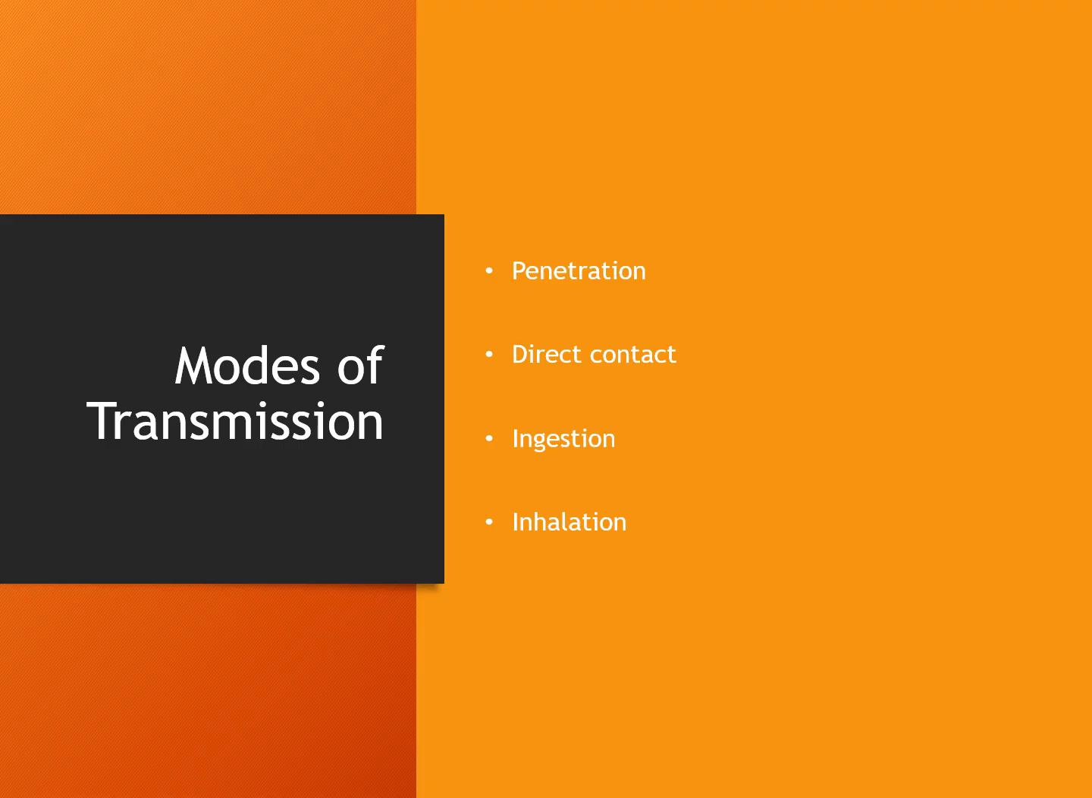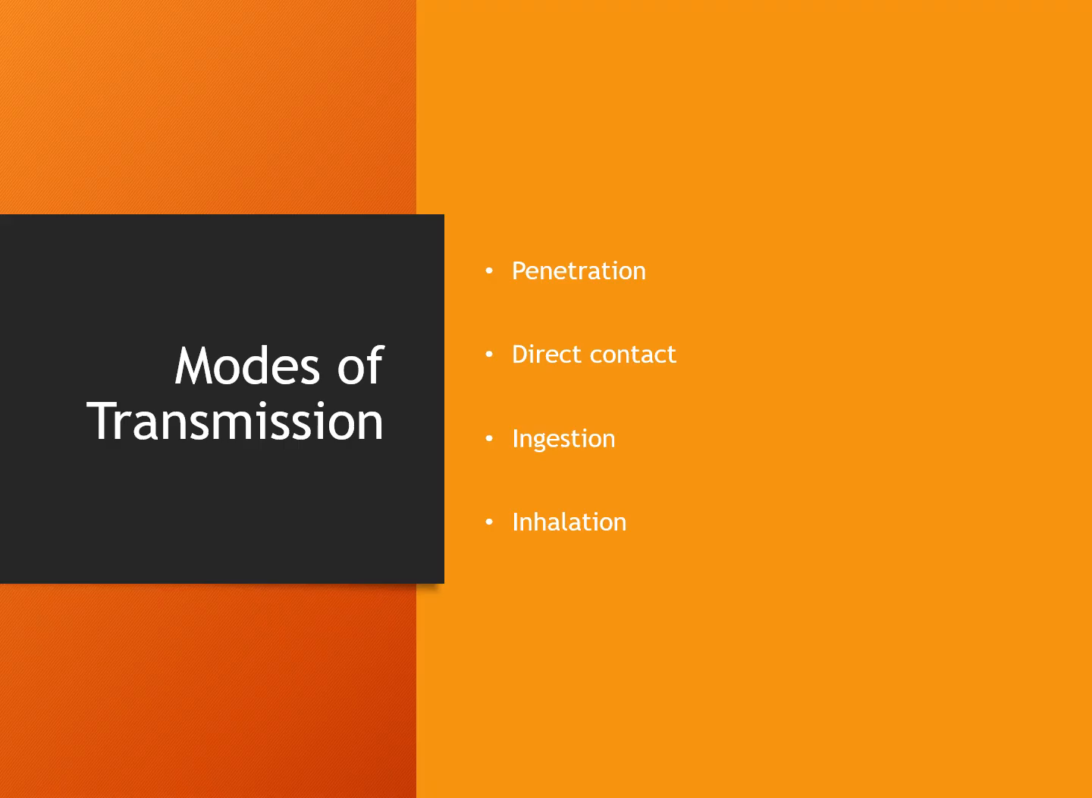Another mode of transmission is ingestion. So this is direct entry of a pathogen via the GI tract. Common examples here are things like cholera or typhoid fever or dysentery, things like food poisoning or traveler's diarrhea, cryptosporidiosis, Hep A. Those are all ingested types of microorganisms.